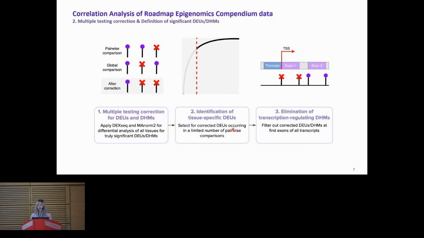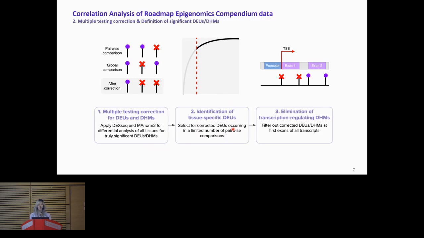Last but not least, we know that histone modifications are often linked to transcription, and we want to take that out of the picture because we want to focus on splicing only. That's why we eliminate all the first exons in all the transcript variants in our reference genome.